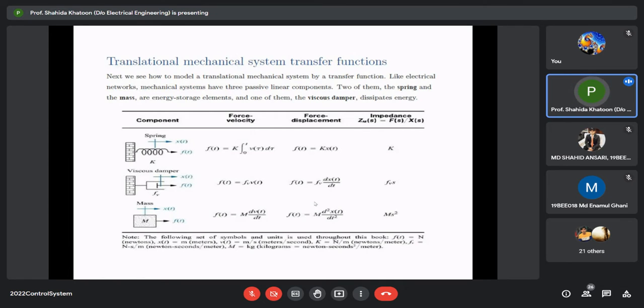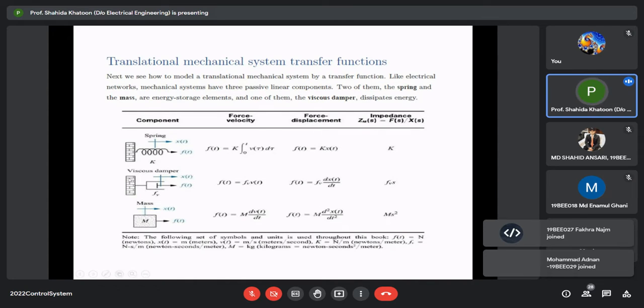Write down today's date and start noting down the class notes. So this is the first table of mechanical systems, in which a mechanical system is used to model the mechanical translational system. So first element is a spring.